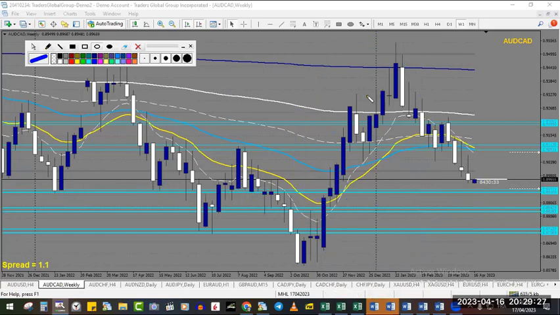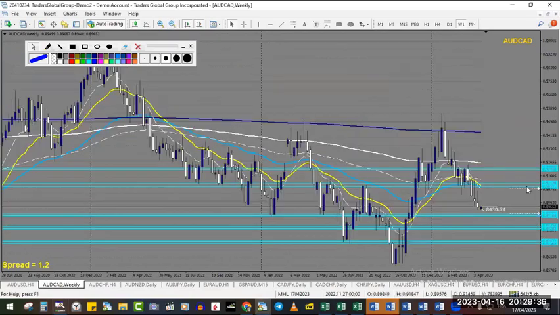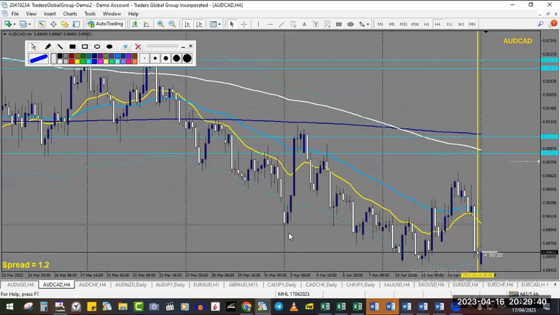Same principle. I would take those trades during London and New York when there is more liquidity in the market, expecting a break of structure there.